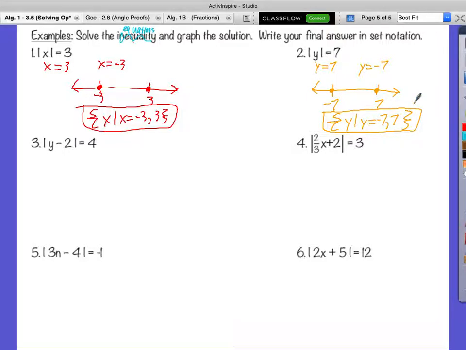If we have lowest to highest, I think it just. Wait, why are we drawing arrows? You're not drawing arrows because it's not an inequality. We're not saying that anything less than negative 7 works. No, it has to be exactly negative 7, because it's an equation. Wait, why are we filling in the circle? Because it's equal to. We're saying that is the solution.